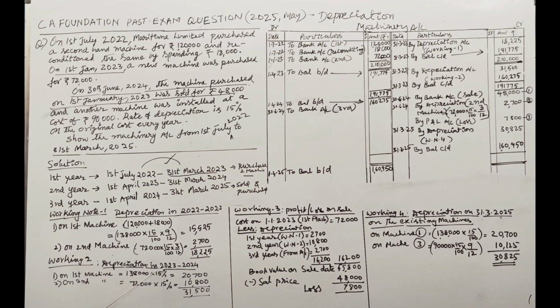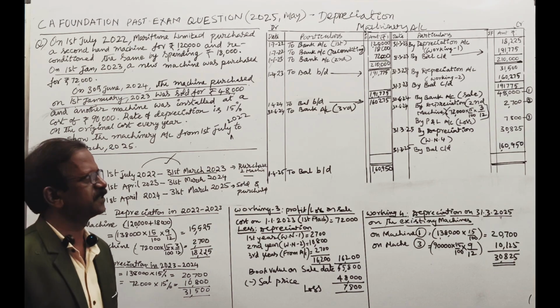Now, the depreciation in 2023 on the second machine, 72,000 into 15 by 100 into 3 by 12. 3 by 12 you should mention. Why 3 by 12? If you divide by 12, you will get 1 month depreciation, and if you multiply it with 3, you will get 3 months depreciation. That came to be 2,700. Now add these two items. This total came to be 18,225. This is the amount of depreciation in the first year.